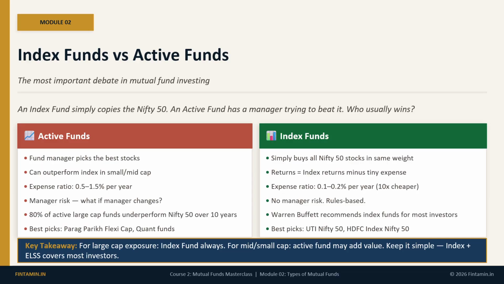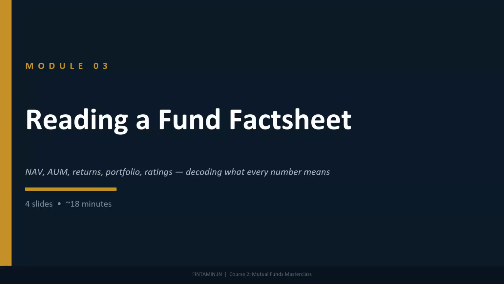Module 3: The Fund Fact Sheet. Module 3 is reading a fund fact sheet. Every AMC publishes a fact sheet every month. This is your fund's report card. Let me show you exactly what to look for.